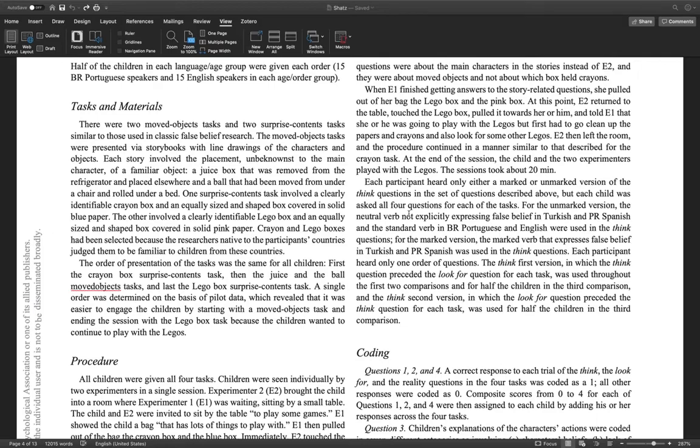Each participant heard only either a marked or unmarked version of the think questions in the set of questions described above. So half of them heard a marked language and half of them heard an unmarked. So, for example, in the English sample, everybody heard an unmarked because marked doesn't exist. But in the Turkish example, half heard think in the think way and half heard think in the falsely think way. And so, there we go.